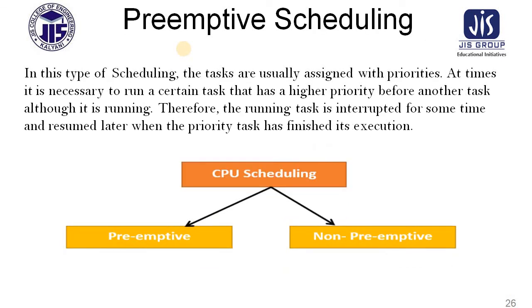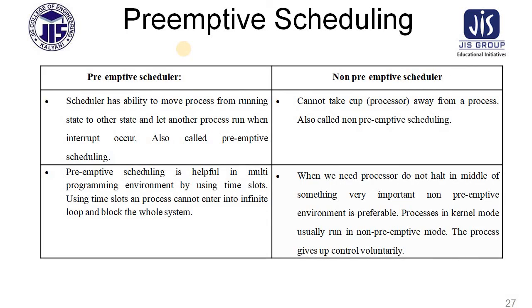In preemptive scheduling, the tasks are usually assigned priorities. At times it is necessary to run certain tasks that have a higher priority before another task, although it is running. Therefore, the running task is interrupted for some time and resumed later, once the priority task has finished its execution. So these are the differences between preemptive and non-preemptive scheduling.